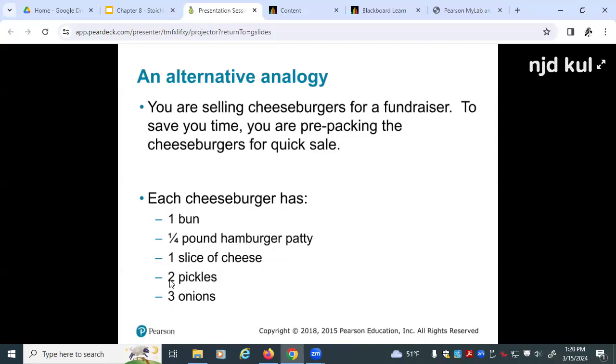So we're going to save ourselves some time. We're going to pre-make everything. Here's what our cheeseburger looks like. We're going to make them uniformly so that it's easy to pack, it's easy to serve, it's easy to sell. Each cheeseburger is going to have a bun. It's going to have a patty. It's going to have a slice of cheese. It's going to have 2 slices of pickle, 3 slices of onion. That's our cheeseburger.